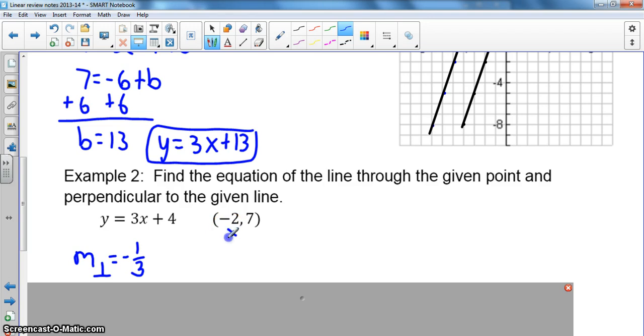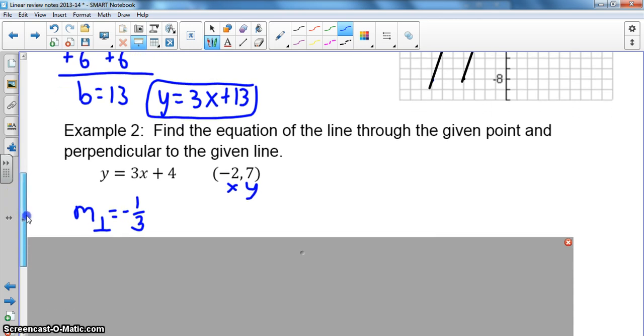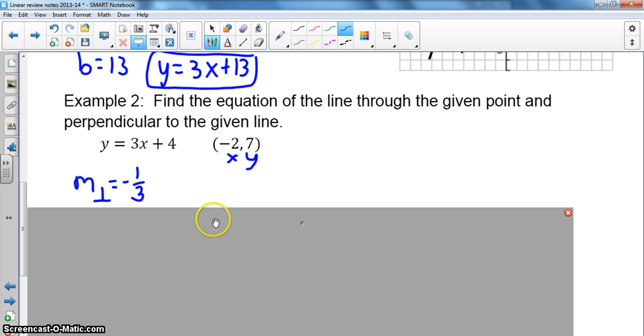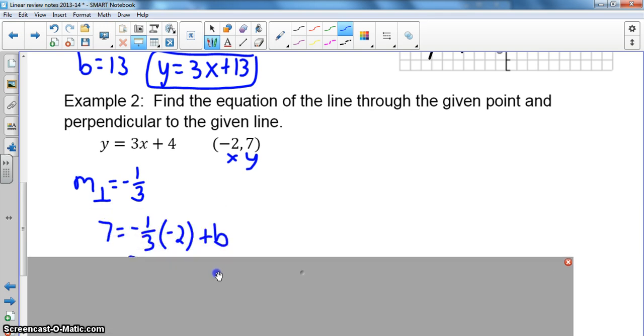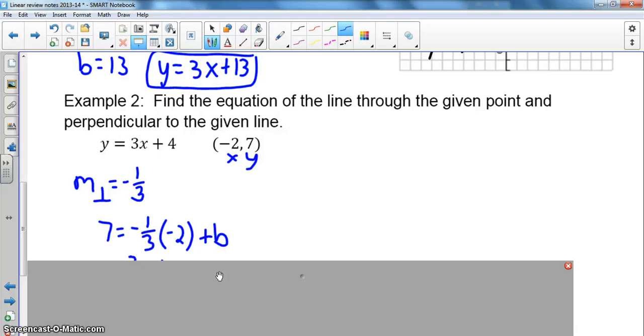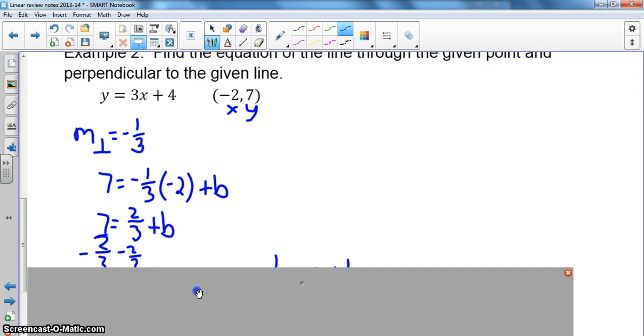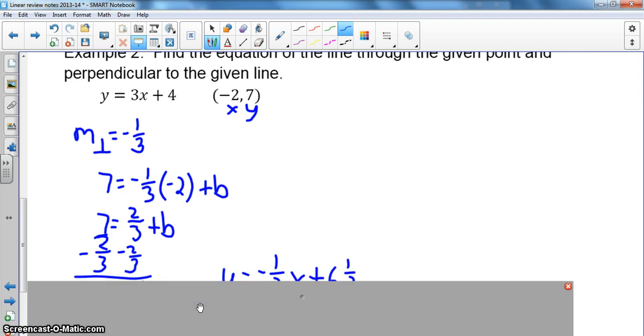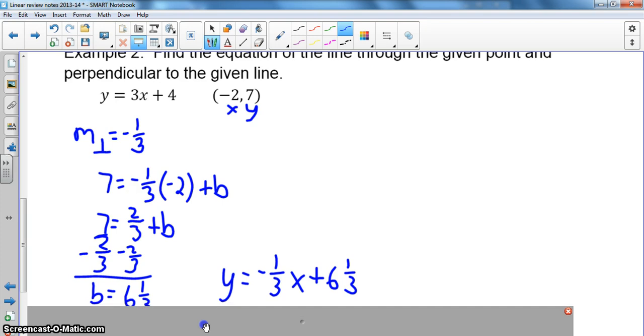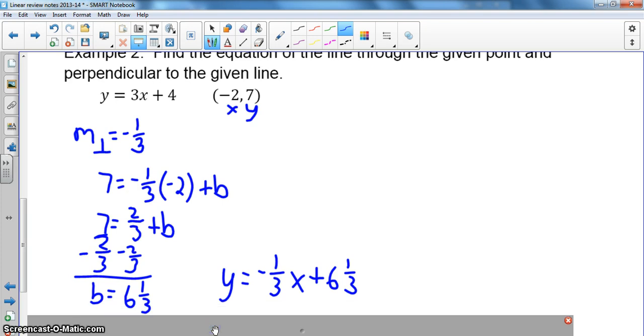Again, this is x, this is y, and it's exactly the same now. I do not know my b, but I have my m, x, and y. So I plug 7 in for the y, negative 1/3 in for my m, negative 2 in for x, and I have to solve for b. So once I solve, multiply first and then subtract, I'm going to get b is equal to negative 6 1/3.